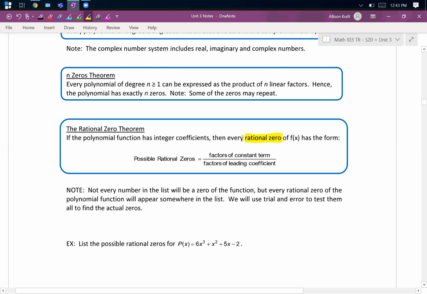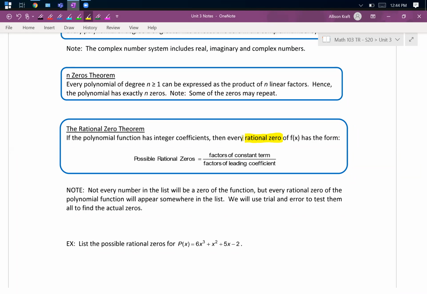The word rational in math just means a fraction. And if you think about your types of numbers, right, real numbers, and then we break it up into rational and irrational numbers. Irrational numbers are non-repeating decimals, and rational numbers are things that can be written as a fraction. So every rational zero, these are real zeros that can be written as a fraction. So no square roots or anything like that. All right, so all the nice zeros are going to have the following form.